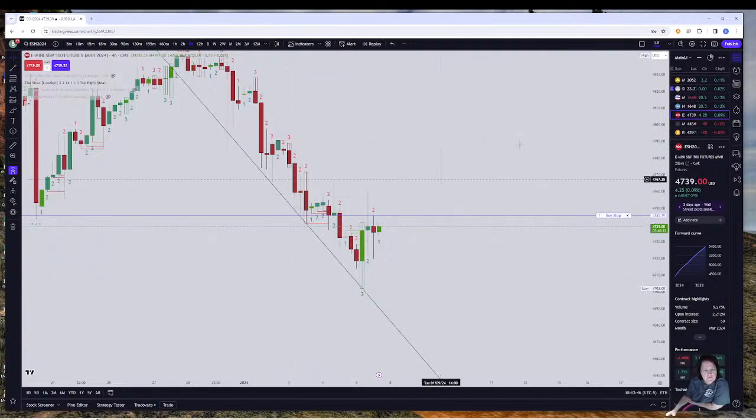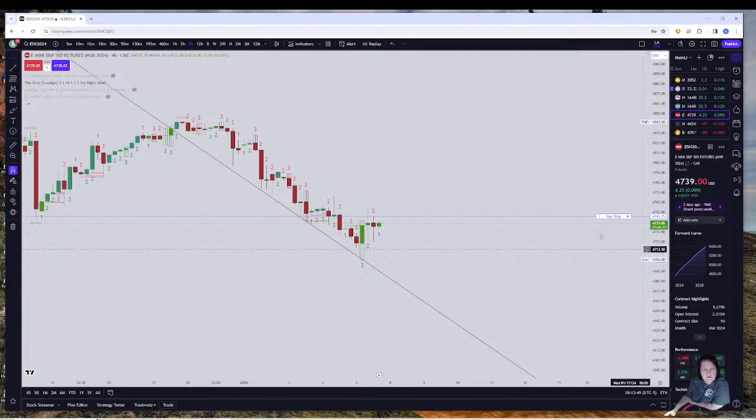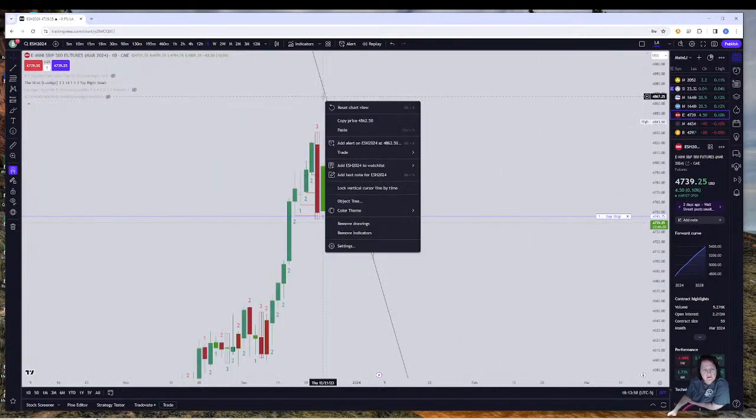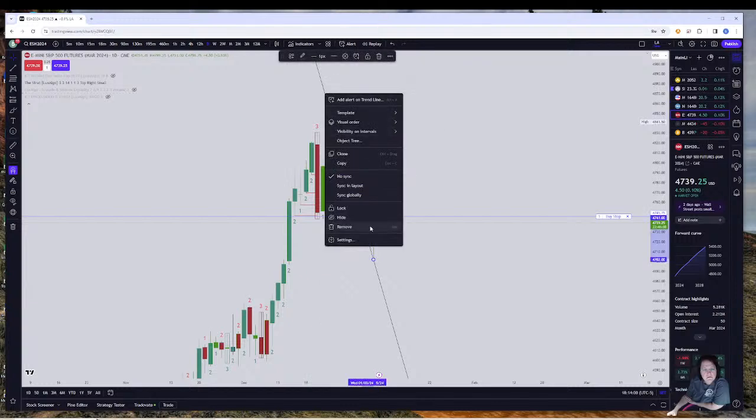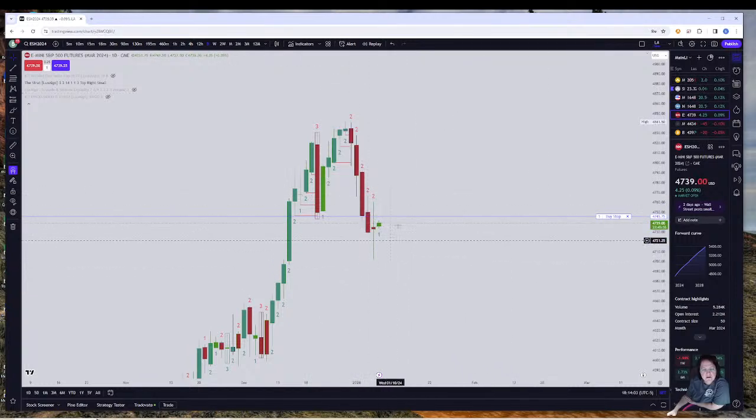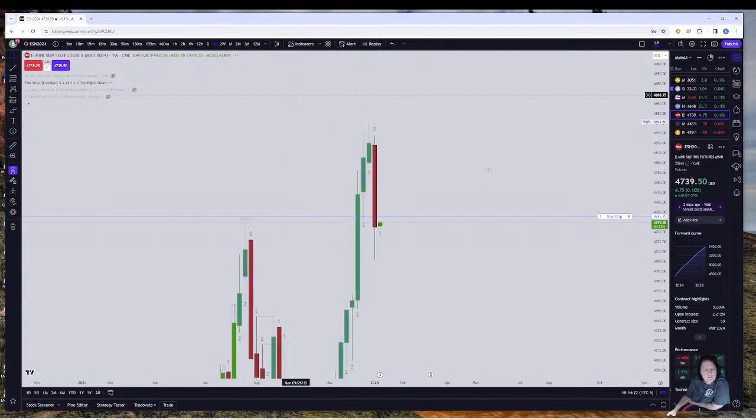So there's your broadening formation. It's just a 4 hour though, so let's remove that. And this just could be a temporary retracement. Yes, on the daily, we're inside this mother bar range here. Or you could view this one as well. Let's look at the weekly.